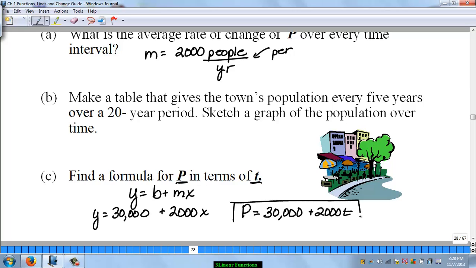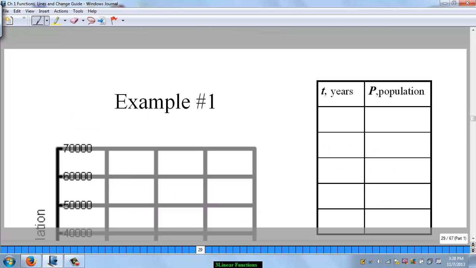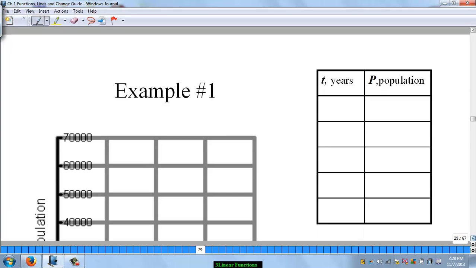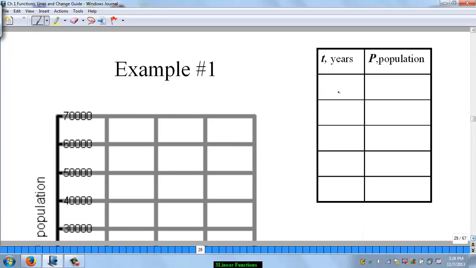If they give you different variables, I don't care if you use the y and x's to come up with your formula, but I want you to write it the way they want it. So let's look at this on the next page to see how this would look. And I kind of have the graph here. So at the beginning, when time was 0, we had 30,000 people, and then every year it's increasing 2,000. So I'm going to go in time, years of 5, 10, 15, and 20. So you get more of a long-term view.